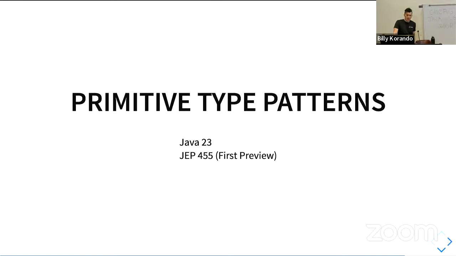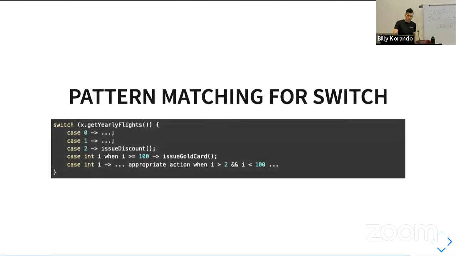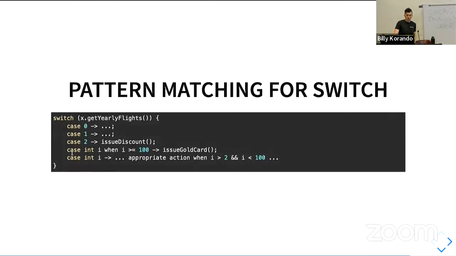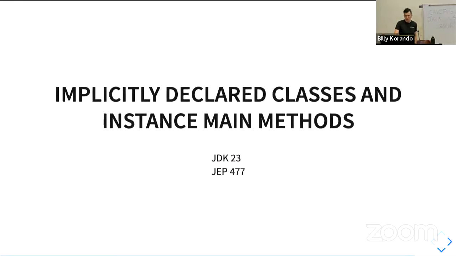Primitive type patterns. This was Java 23 as a first preview, and all this is doing is allowing you to use primitives, as I talked about a little bit earlier, within a pattern. Before you couldn't do that, now you can, and fundamentally it's just resolving a weirdness around pattern matching of not actually allowing you to use primitives within it.